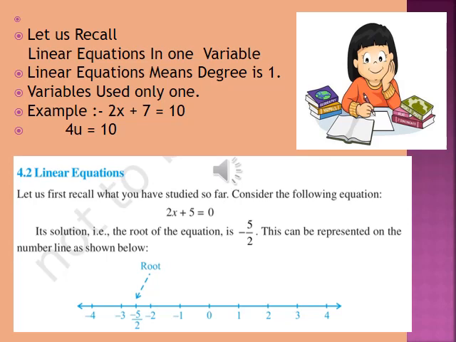On the number line, minus 5 by 2 means 2.5, and the negative sign means minus 2.5. So on the number line, that number lies between minus 3 and minus 2. So here minus 5 by 2 is minus 2.5. The value of the variable is called the solution or the root of the equation.